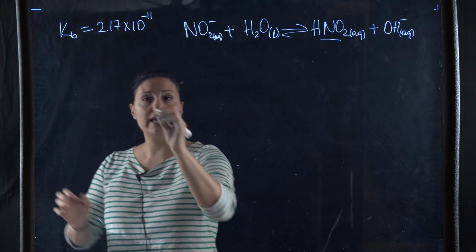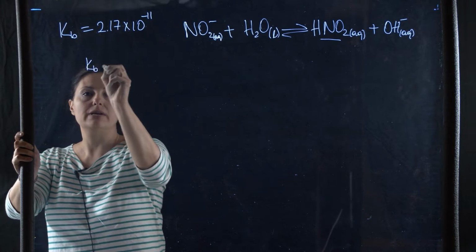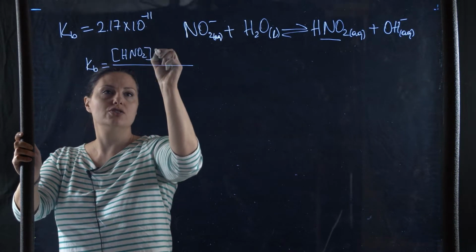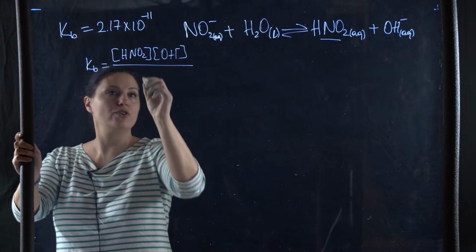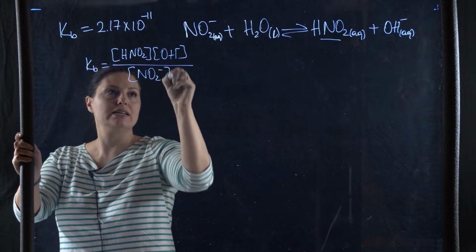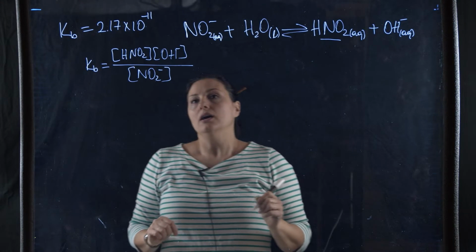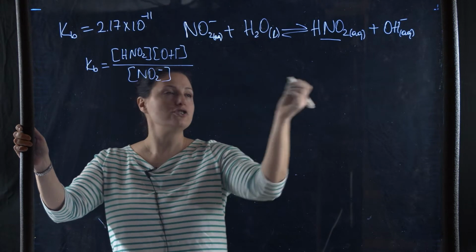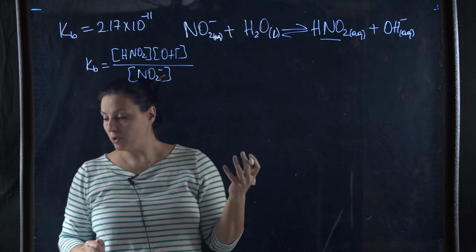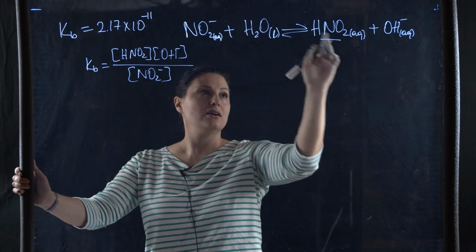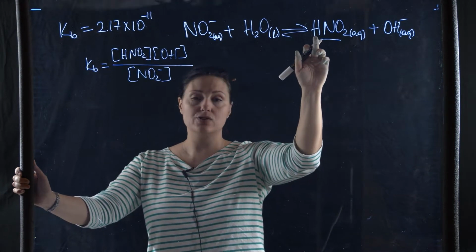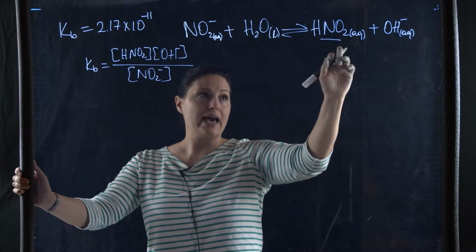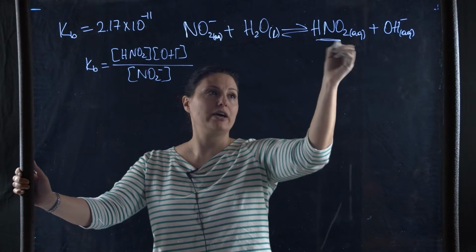This is the reaction. So the Kb expression is going to be the concentration of HNO2, multiplied by the concentration of OH minus, divided by the NO2 minus concentration. To calculate the Ka, first of all, it's asking us what is the formula for the conjugate acid. This is my base. This is the conjugate acid. They're related by that extra proton. This is the base. It's missing the proton. It strips it from the water. And this is the acid, the conjugate acid of my base. So this is my conjugate acid.